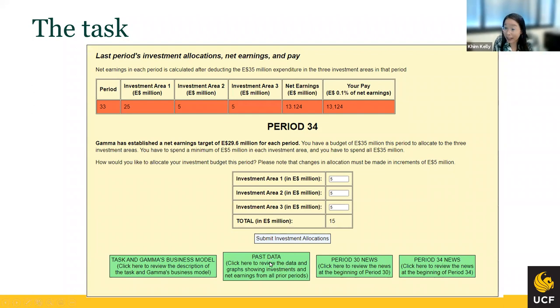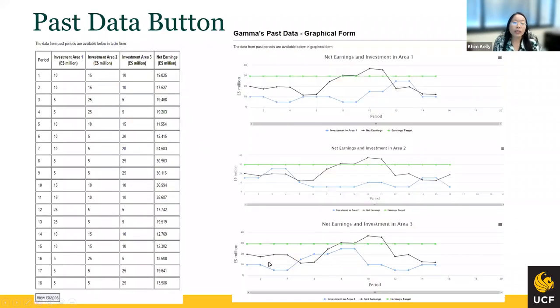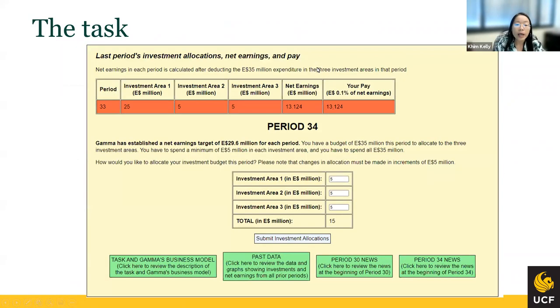They can also click on this button called pass data. When they click on it, I'll show it to you what happens. It will show them first the table of data, all the prior period data. And then if they click on view graphs, it will change this table into graphical format. Just in case some people don't interpret tabular data, they may interpret graphical data a little bit better. All right, so the pass data would enable them to look at the tabular format and the graphical format of their past investments. And then I had earlier indicated that there were two pieces of news about competitors. Once those periods have passed, these buttons actually appear at the bottom of the investment allocation screen where they can click to review those news again if they want to.